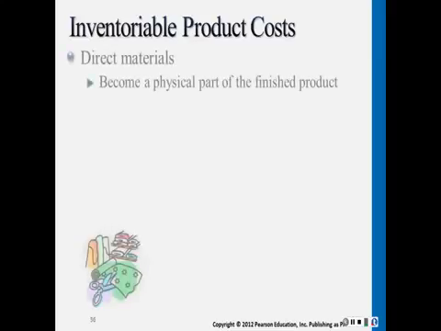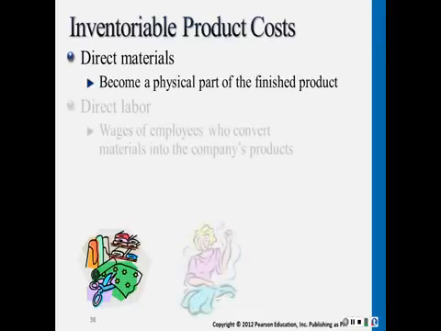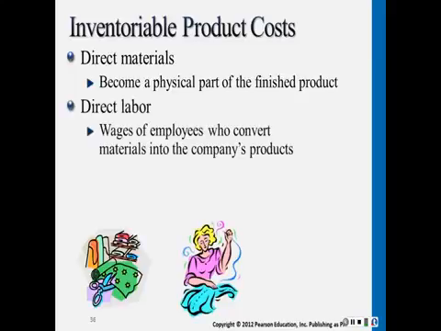The completed product in finished goods inventory is an inventorial product cost. The inventorial product cost includes three components of manufacturing costs. Direct materials become a physical part of the finished product. The cost of direct materials, purchase costs plus freight in, can be placed directly in the finished product. Direct labor is the labor of employees who convert materials into the company's products. The cost of direct labor can be traced directly to finished products.